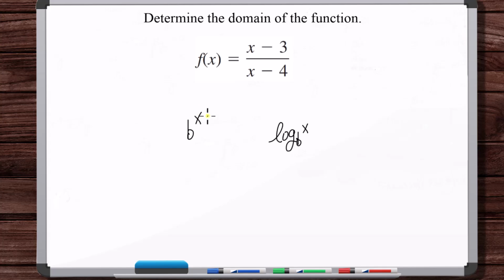Okay, for this kind of expression, you'll be able to input any x you want, no problem. For this kind of expression, x needs to be greater than 0.